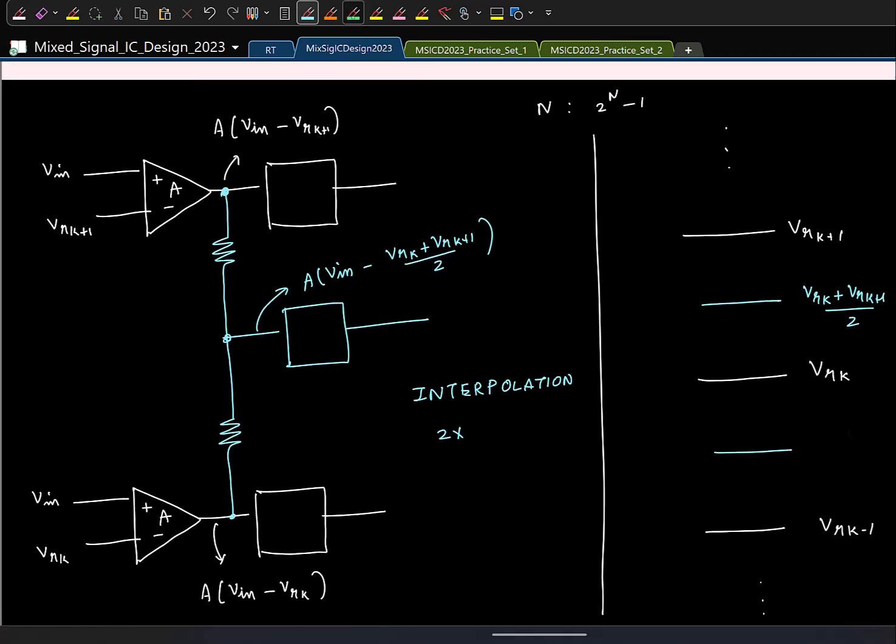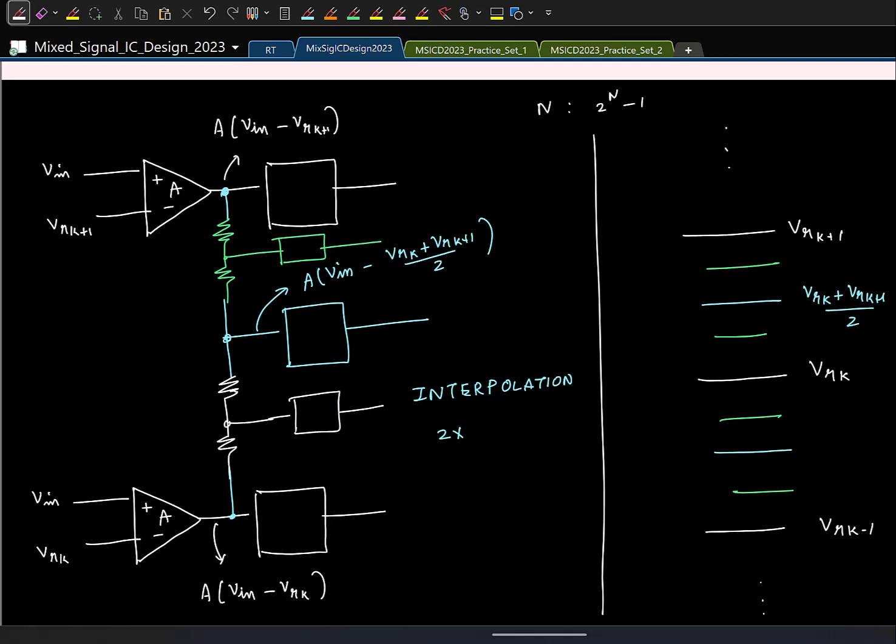Right, because if I want 4x, I will have to introduce one more reference level like this, and I can do it by basically splitting this into two. I'll put one more latch here. Similarly, here I'll put two resistors. Now this is a 4x interpolation, right?